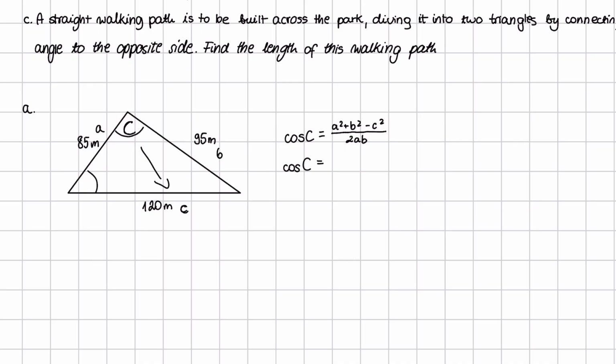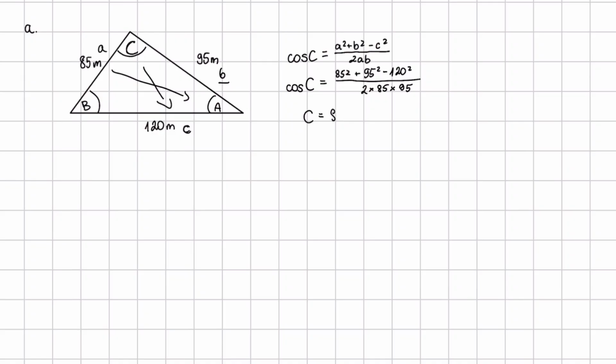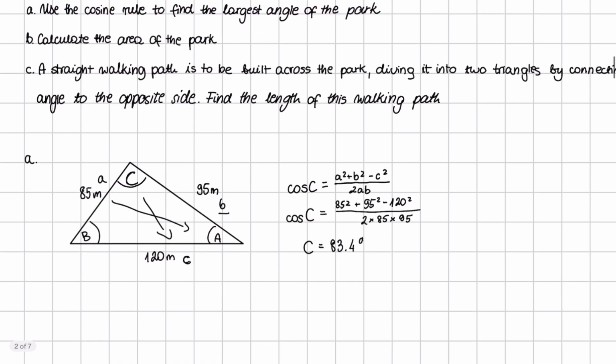So in here we have angle B because here we have side B and here we have angle A. So then we have A squared, so 85 squared plus 95 squared minus 120 squared over 2 times 85 times 95, and we have to calculate our angle C, and our angle is 83.4 degrees.